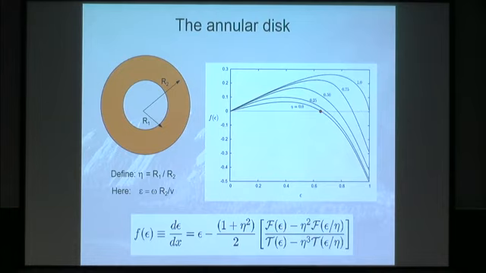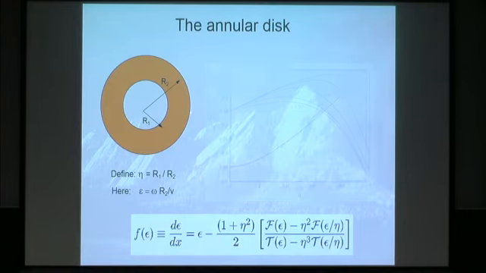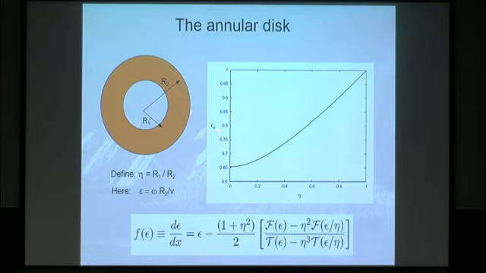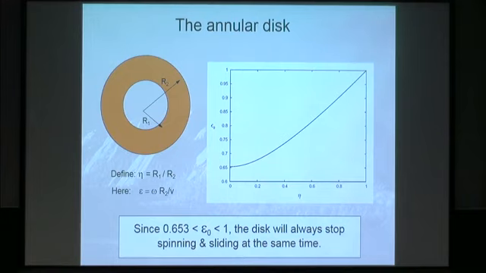All right, so if you start here for the full disk, it evolves outward to 1, and it has different crossover values, in other words, different fixed points. Those are the terminal values of the motion. So if you plot epsilon 0 as a function of eta, it goes from 0.653 for a full disk up to 1 for a very thin annular ring. And so since epsilon 0 varies between 1 and 0.653, it's finite.